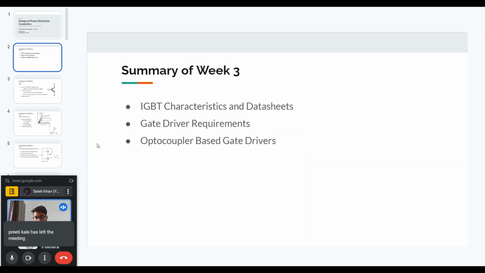So for the third week, the contents that were taught in the course. Firstly, we were continuing with the semiconductor devices. We had studied diodes and MOSFETs. So this week, another main semiconductor switch was taken, which is the IGBT. And thereafter, we went to another module, which is the gate driver module. The gate driver concept was introduced, why it is required, and what should be the features of the gate driver. And then optocoupler based gate drivers were taken. And lastly, DSAT was also taught, but we will take that in the next problem solving session.